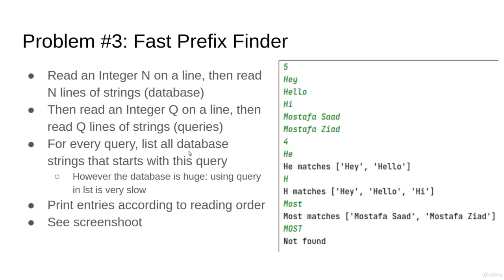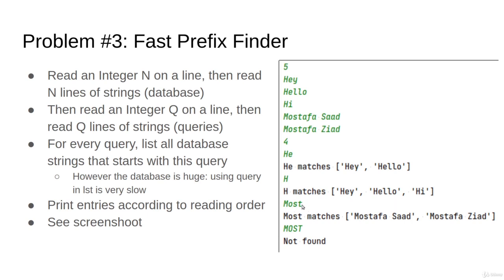And for every query, you will get a string. List all the database strings that start with this query. For example, if the query is the word he, what are the lines that start with he? We have here hey and hello. The h only as a query, you have hey, hello, hi.